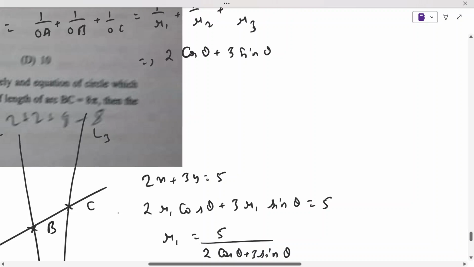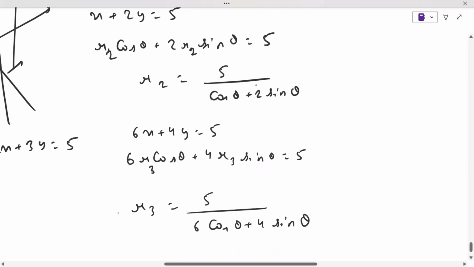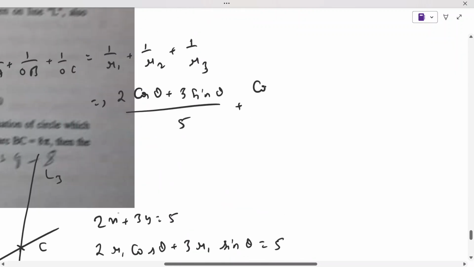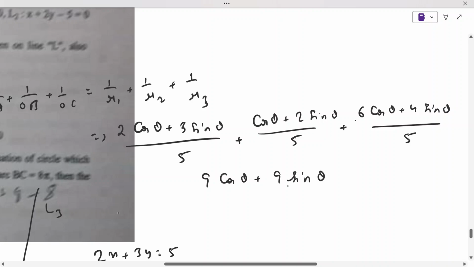2 cos plus 3 sin by 5, plus 2 cos plus 2 sin by 5, plus cos plus 2 sin by 5. Then I have this 1 by R3, then 6 cos plus 4 sin by 5. Then I have what? 6 plus 1, that is 7. 7 plus 2 that is 9. 9 cos plus 9 sin by 5, isn't it? That is equal to 9 by 5 into cos plus sin.